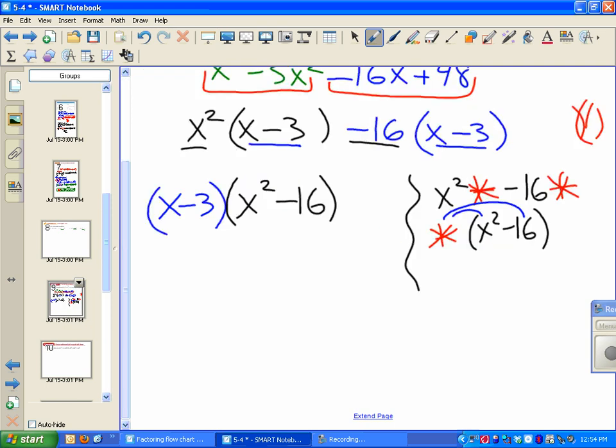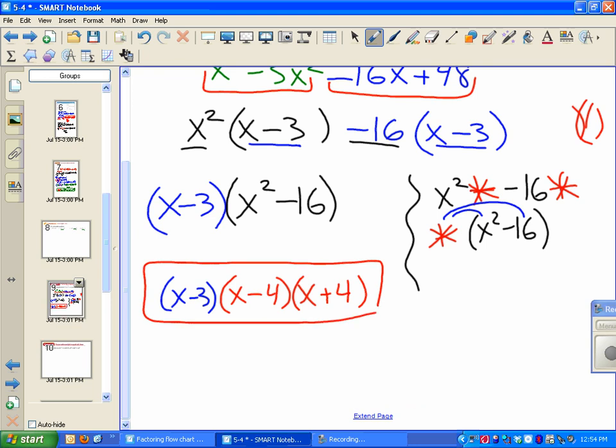All right, so now I check if it can be factored anymore. X minus 3 can't, but x squared minus 16 is two terms and it can be factored, and that would be a difference of squares. So I'm going to write that as x minus 4 times x plus 4, because the middle term adds up to 0. And then I have factored that completely. Okay. We also have another one.